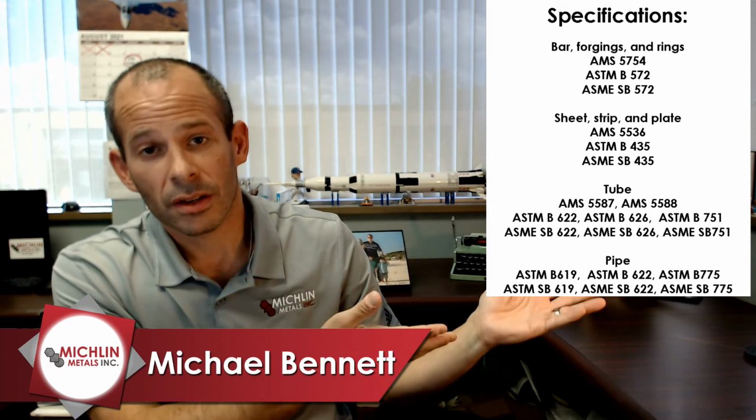And so, let's do some specs, right? Let's go this way, change it up a little bit. Some specs right there for you. What do we got today? We got bars and forgings at AMS 5754. You can see there's ASTM and ASME specs, but we're just going to do the AMS specs because it makes things a little easier. For reference, please find the ASME and the ASTM specs here, as well as on my website, michelinmetals.com. Now, what else do we got besides our bars, forgings, and rings?